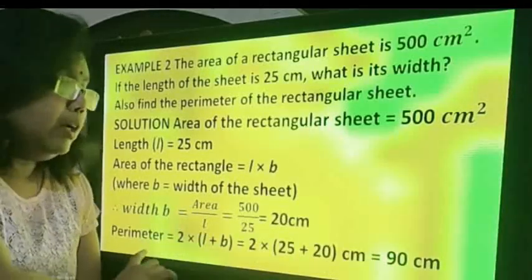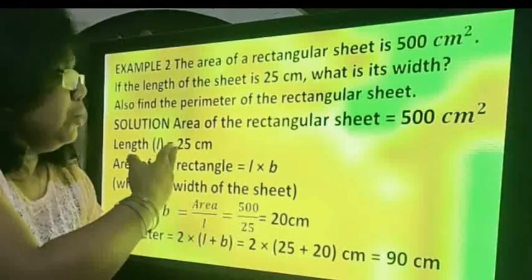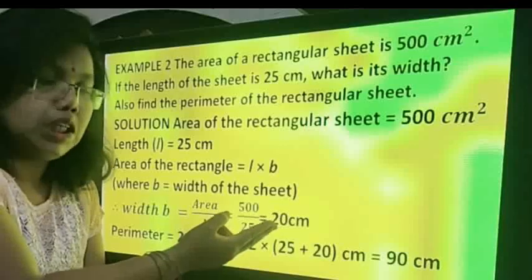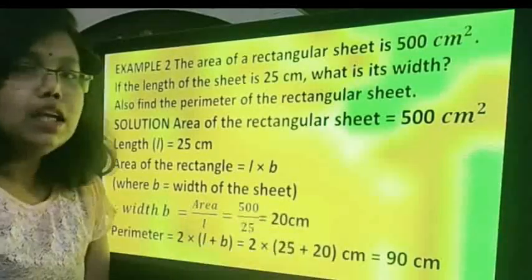Now the perimeter formula is twice length plus breadth. So the length we know to be 25 and the breadth we got as 20. So 25 plus 20 gives us 45, and 45 twos are 90 centimeter.